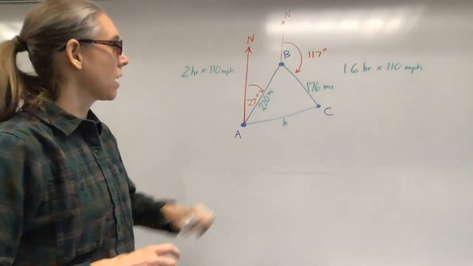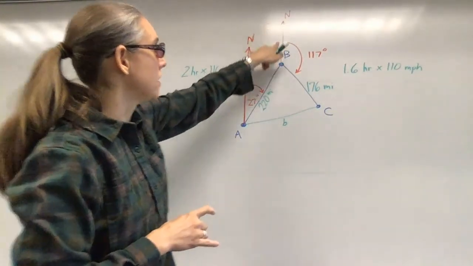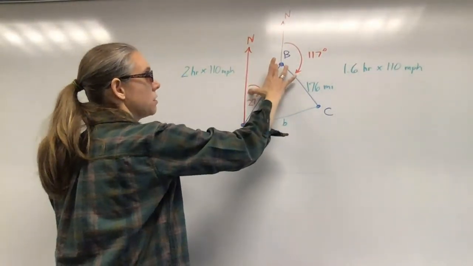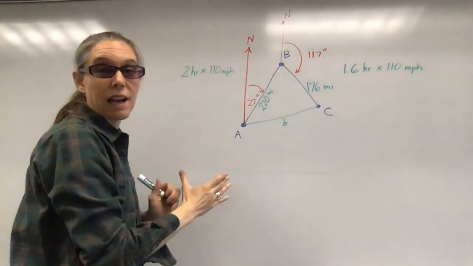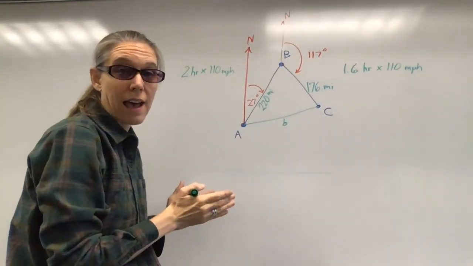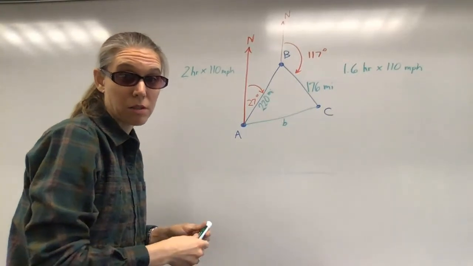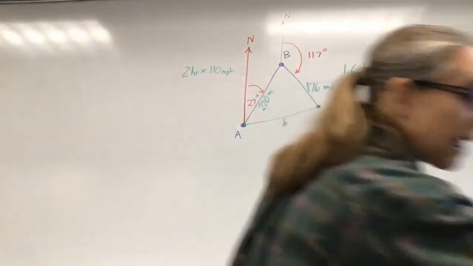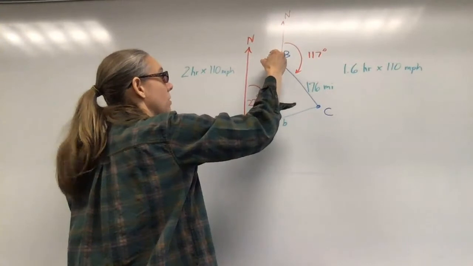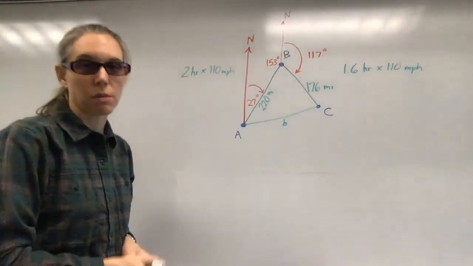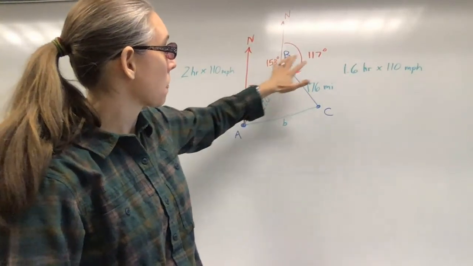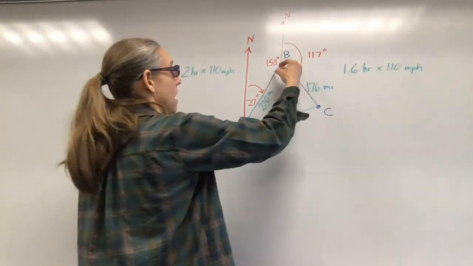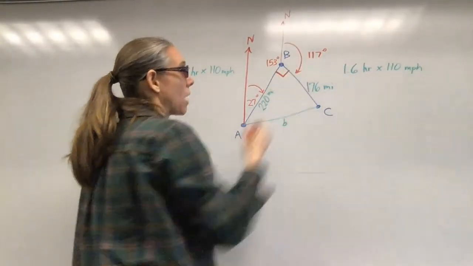Given that we have two north lines here, and these north lines are parallel lines cut by a transversal, these two angles are called same side interior angles, and they have to add up to 180 degrees. They have to be supplementary. So if we subtract 27 from 180, we end up with 153 degrees. So this angle right here is 153. Now add together 153 and 117, and you get 270 degrees, which means that the angle right here is going to be a right angle.